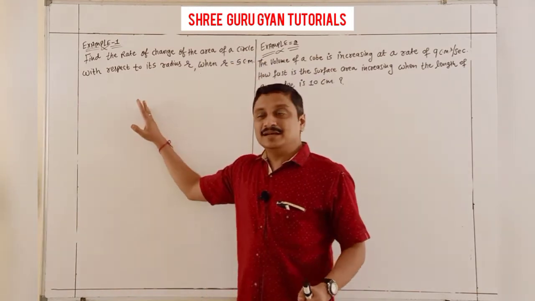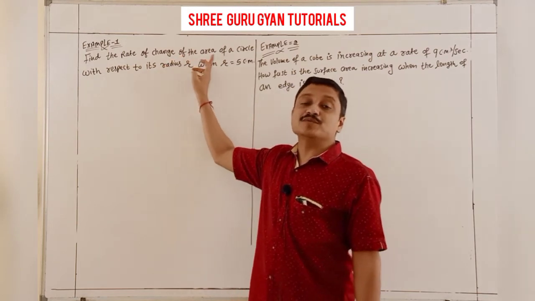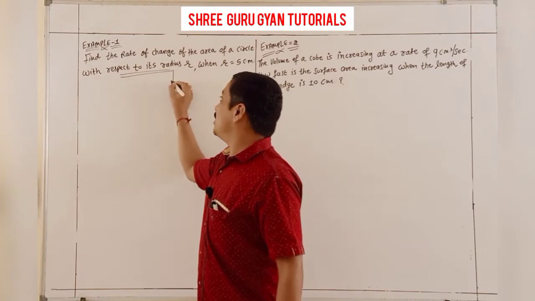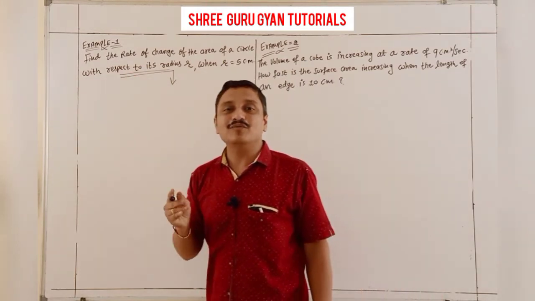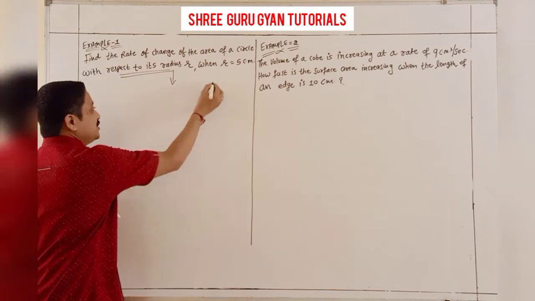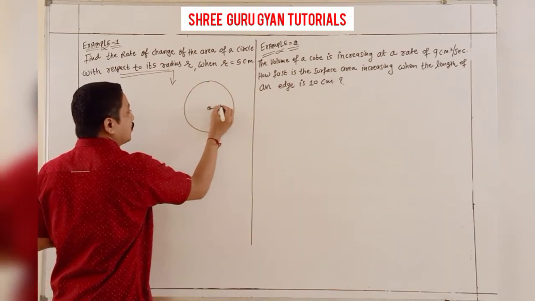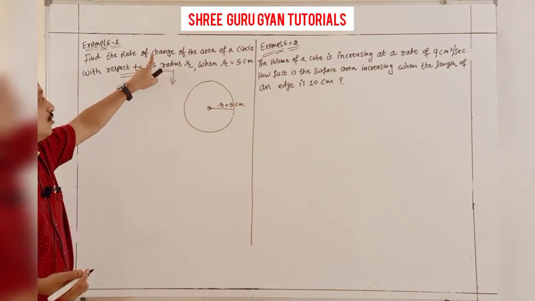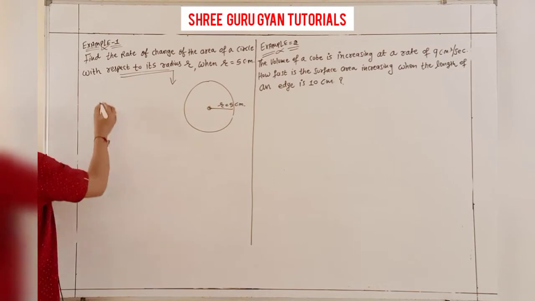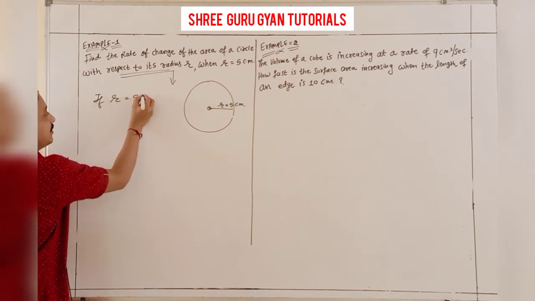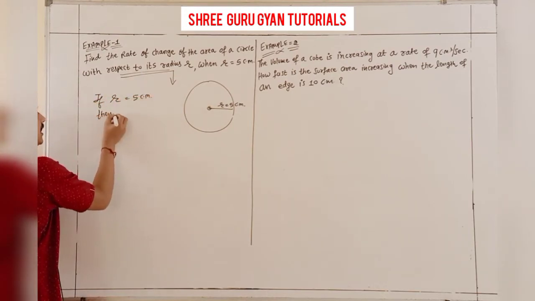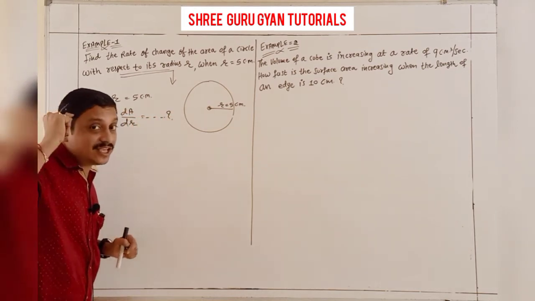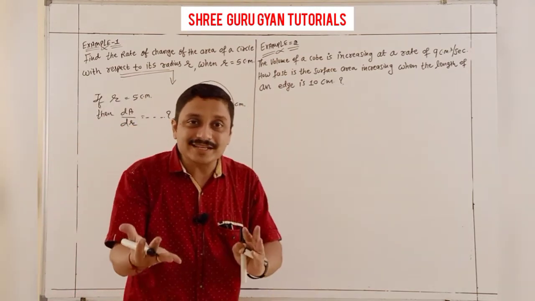First example: find the rate of change of the area of a circle with respect to its radius when r equal to 5. Very easy. This is your circle, and here we want the radius 5 cm initially, and my target is the area with respect to radius. If r equal to 5 cm, then my target is to find dA by dr. Yes, that's your first thinking in your mind. With respect to radius, not time.